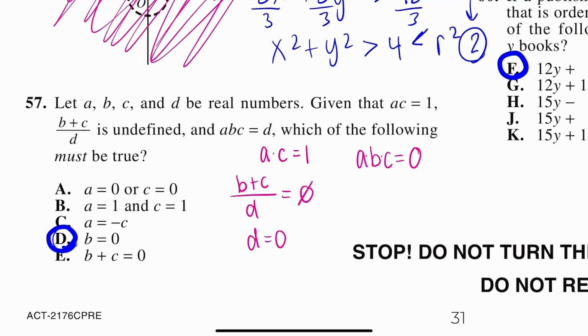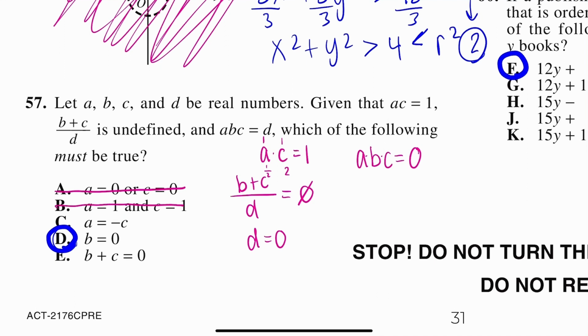Okay, so let's see which must be true. Either A equals 0 or C equals 0. That's not true, because if either of these were 0, you would not get 1. You would get 0 when you multiplied them. A is 1 and C is 1. Well, that could be true. These could both be 1 and get you 1. But what if A was 1/2 and C was 2? That would also get you 1. So it's not that one.